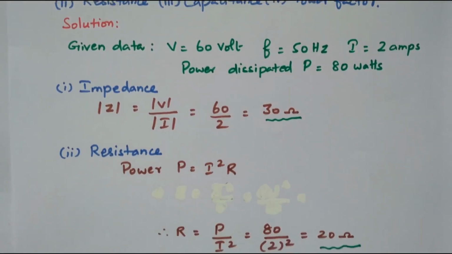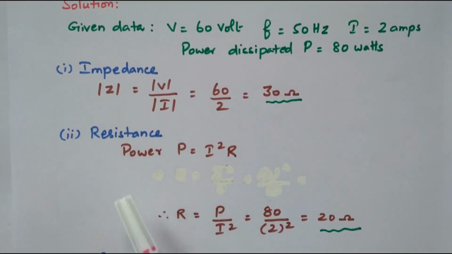Now one more data, we will find the resistor value. The power dissipated in the resistor is given. So power P equals I square R. From that, R equals P divided by I square. The P is given as 80 watts and I is 2 ampere. So 80 divided by 2 square, 80 divided by 4 is 20 ohm. So the resistor value is 20 ohm.